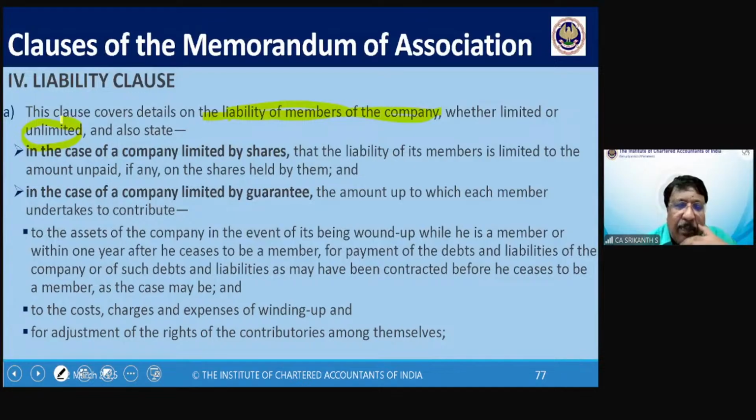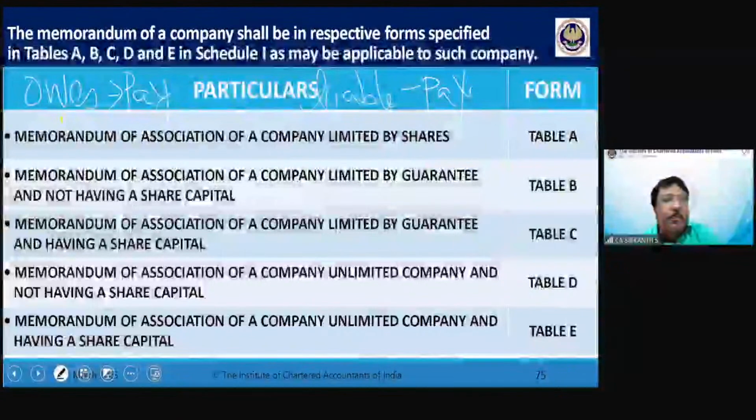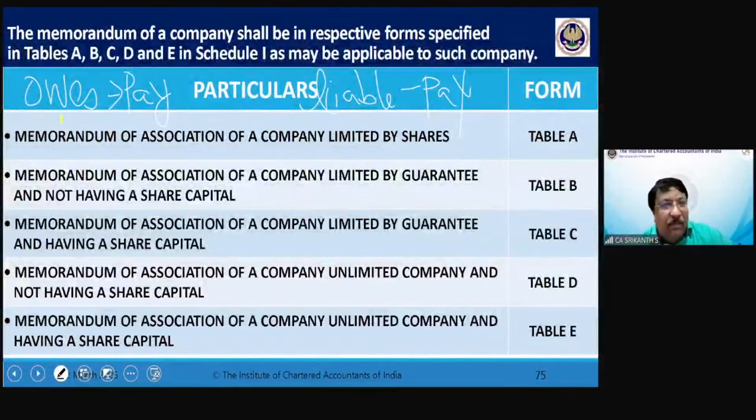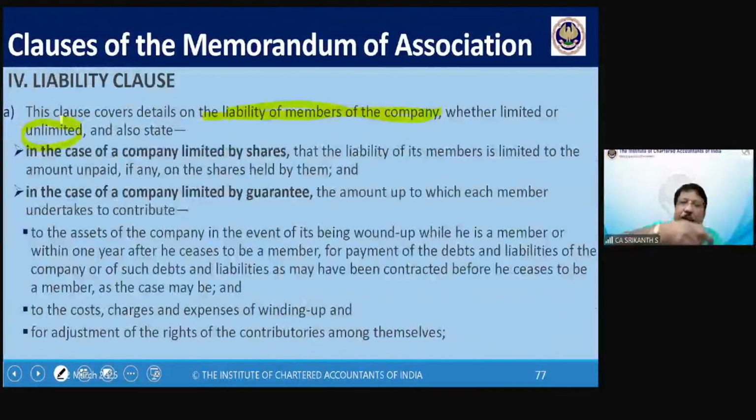In the case of an unlimited liability company, the liability of the members of the company is unlimited. That means whatever the company owes, the members have to pay. Whereas in a limited company, limited by shares or guarantee, whatever the member is liable for, he has to pay. Now the liability of a member is limited.